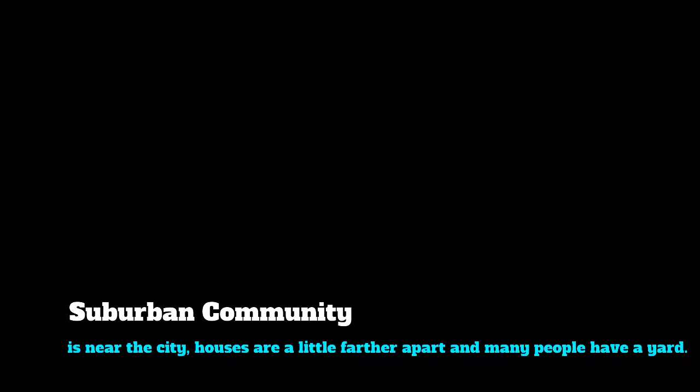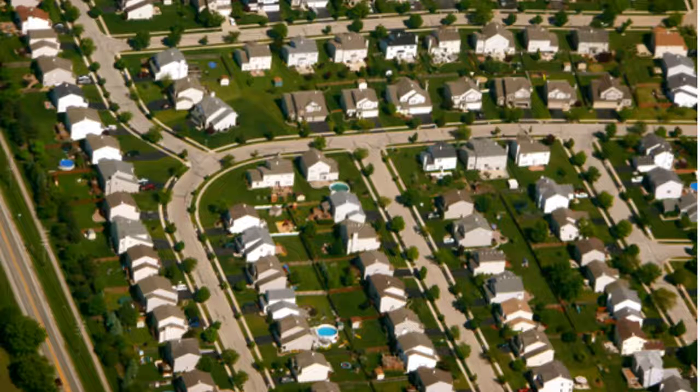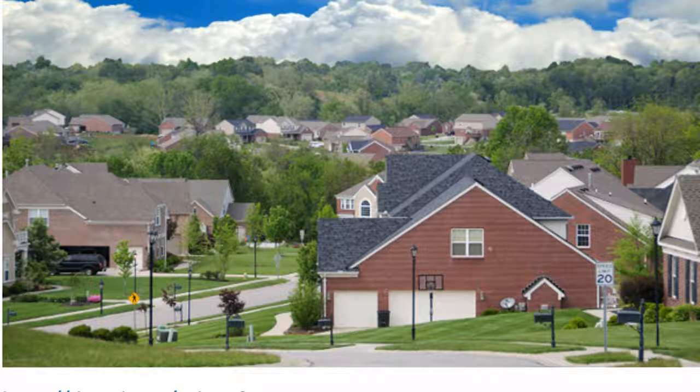A suburban community is near the city. Houses are a little further apart, and lots of people have yards. Here's an example of a suburban community. They're near the city, but you see they have yards. They might even have a playground in their backyard or a swing set.